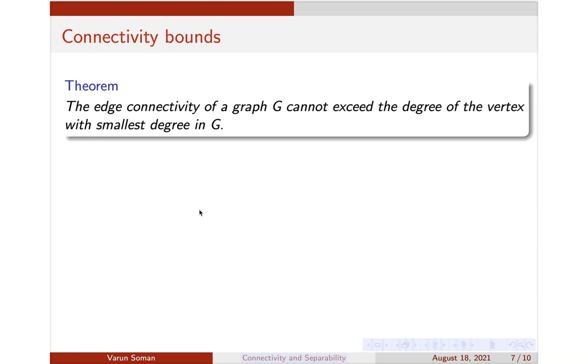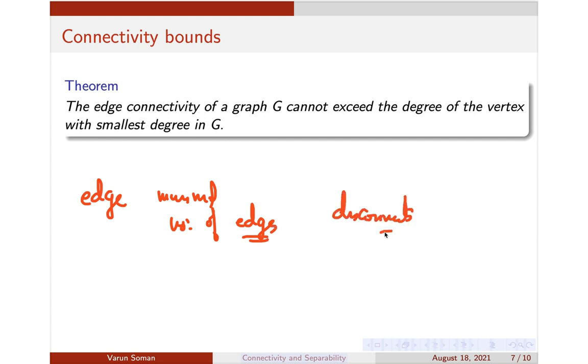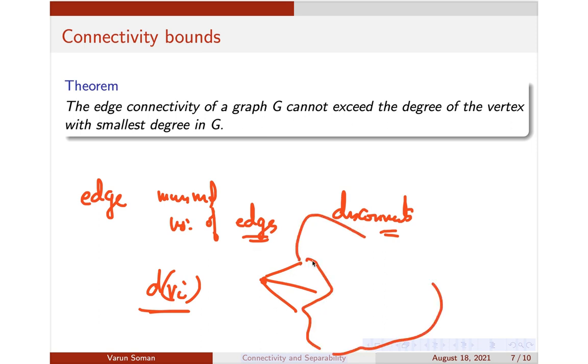So how will you do that? First of all, what is edge connectivity? Edge connectivity is the minimal number of edges whose removal disconnects the graph. That is the idea. Now consider a vertex in a graph, for example vi, with minimum degree. Suppose vi has the minimum degree of 4. That means vi will have the least number of edges coming to it. This graph will be some bigger graph like this, and vi will have a minimal number of edges coming to it.